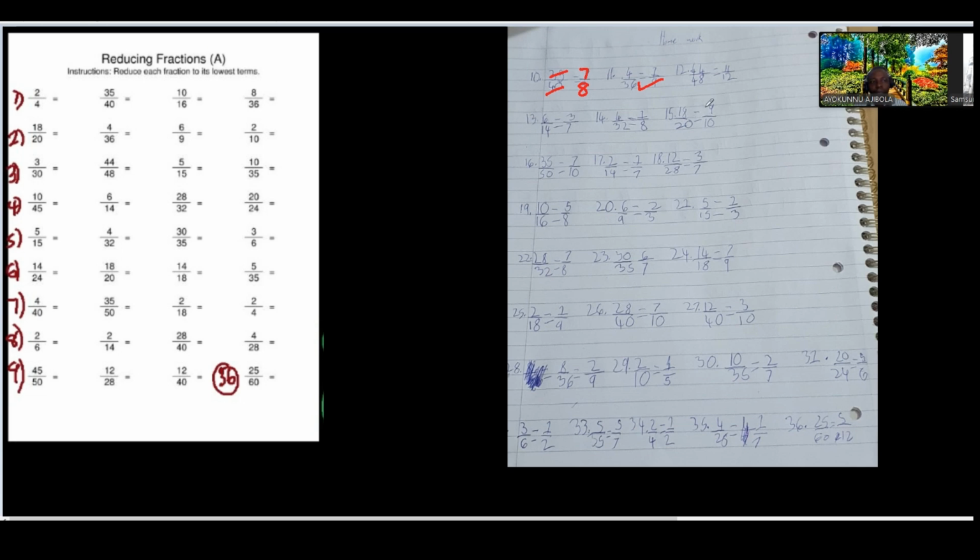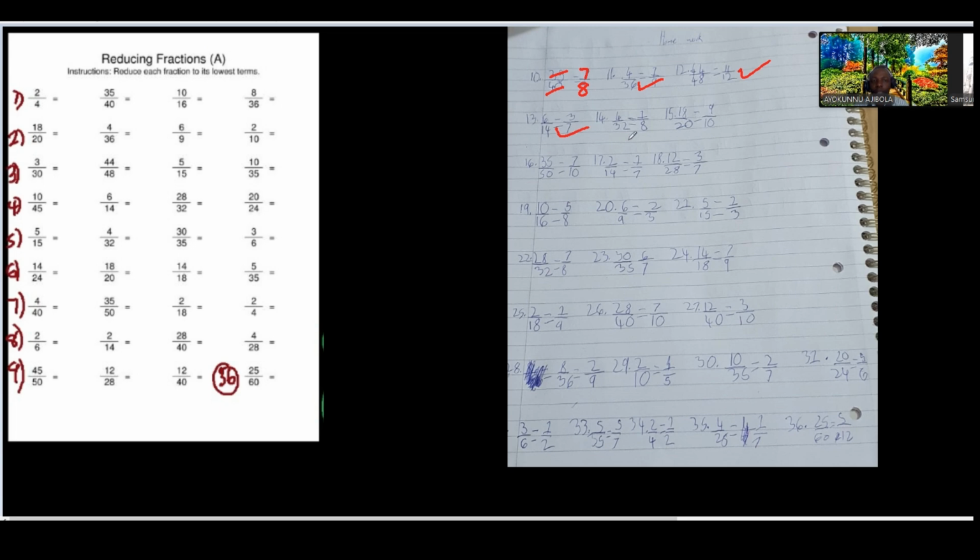So the next one, I mean the third one, which is your number 12. So we have 44 over 48. So 4 in 44 is 11, and 4 in 48 is 12. So that's correct. Then 6 over 14, we can change that to 2 in 6 gives us 3, and 2 in 14 gives us 7. That's also correct.